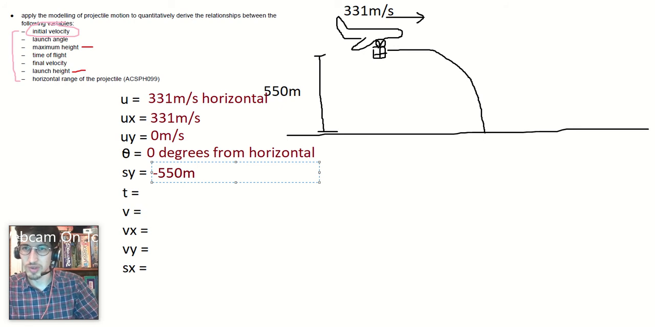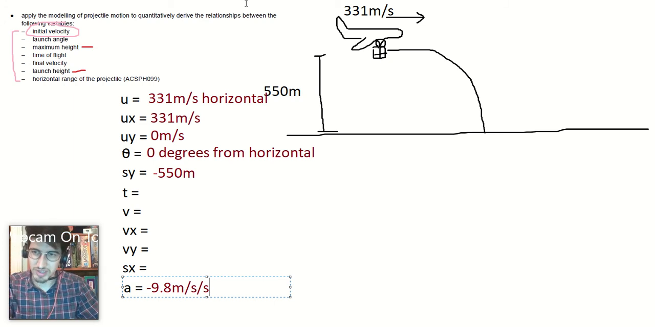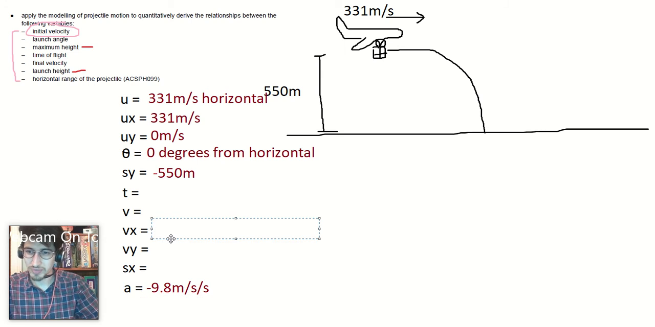This actually leads us to another important variable, acceleration, which I'll put in here, and that acceleration equals negative 9.8 meters per second squared, negative again because the acceleration is downwards. Okay, time we don't know, final velocity we don't know. Final velocity in the x direction, we actually know that that doesn't change. That's going to be 331 meters per second, same as it is up here.